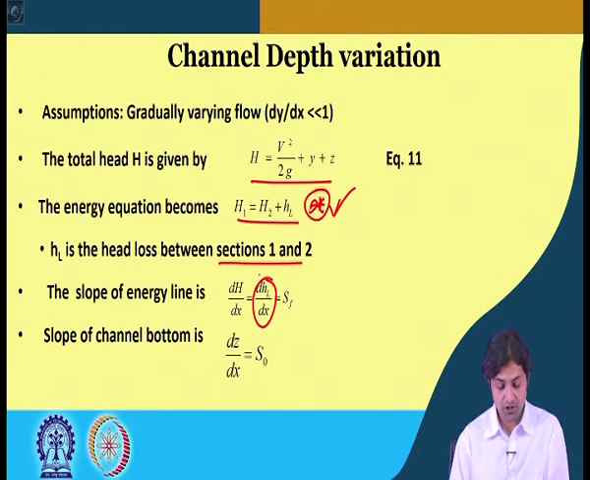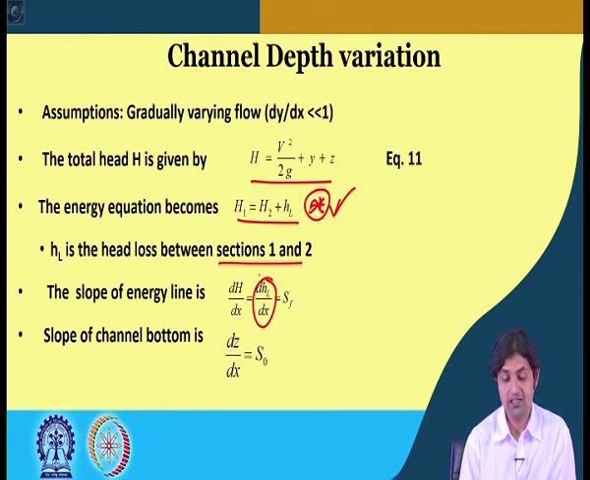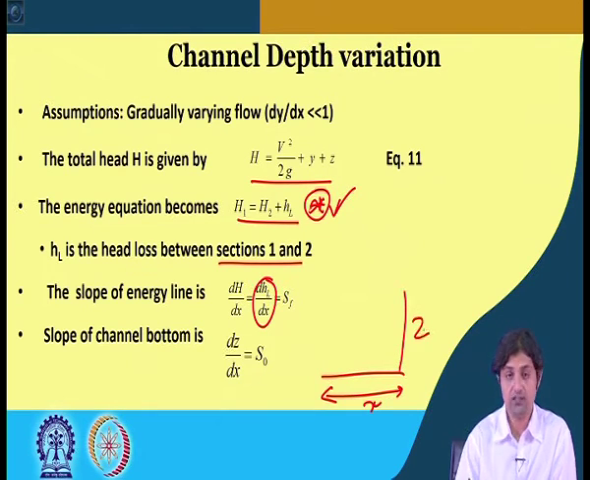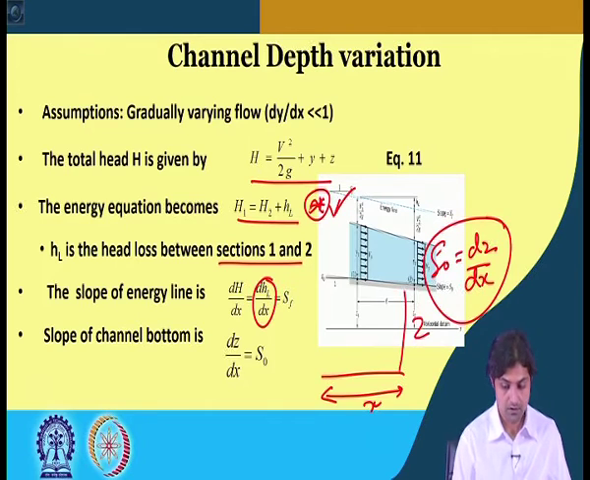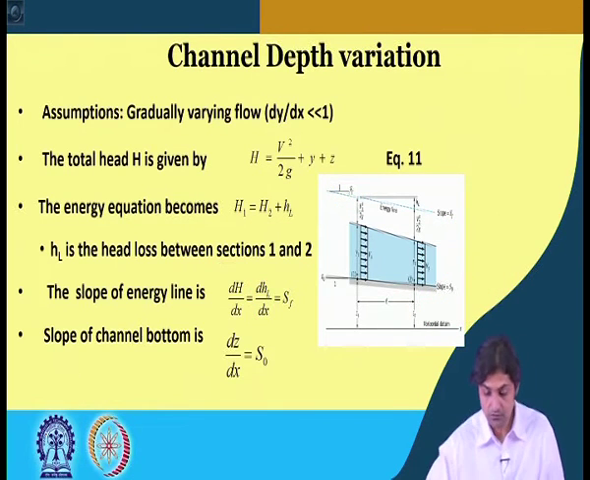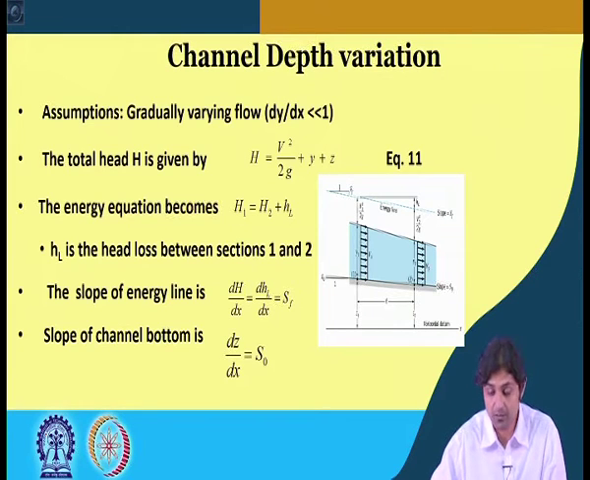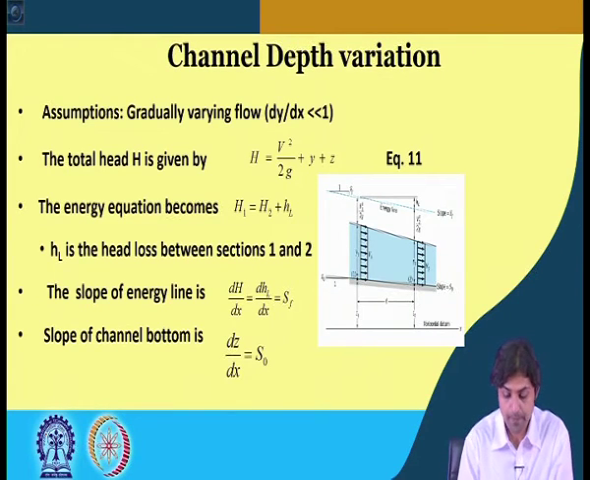So, slope of the channel bottom is dz by dx, correct. If z is the height, the datum, then it becomes dz by dx, that is the slope. That is what we had seen in terms of x, and this was the datum z. So, dz dx is the slope. Okay, if you go back to this diagram again, you see this equation and this equation will hold.